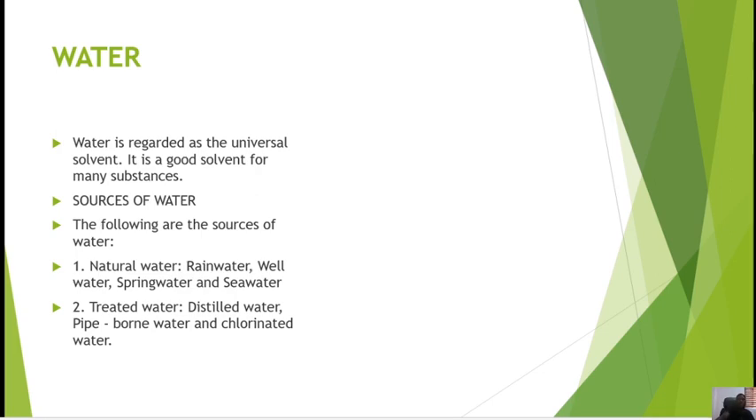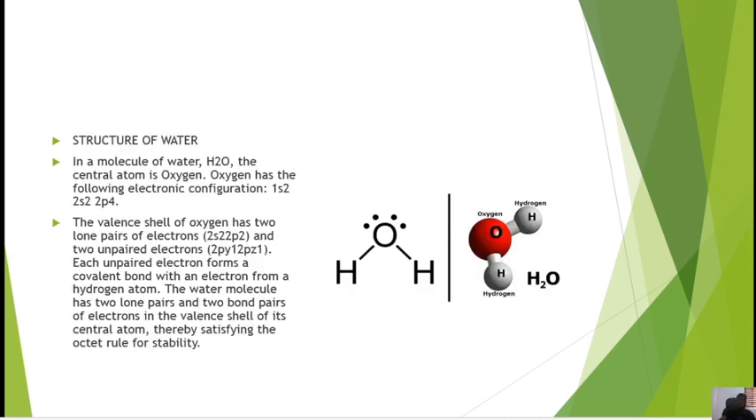And when we consider the different sources of water, we will notice that there are natural sources and treated sources. The natural sources we have are the rainwater, the well water, spring water, seawater, lake, and so many other natural bodies of water. When you now consider the treated water, we have distilled water, pipe-borne water, and chlorinated water. Let's now look into the structure of water.